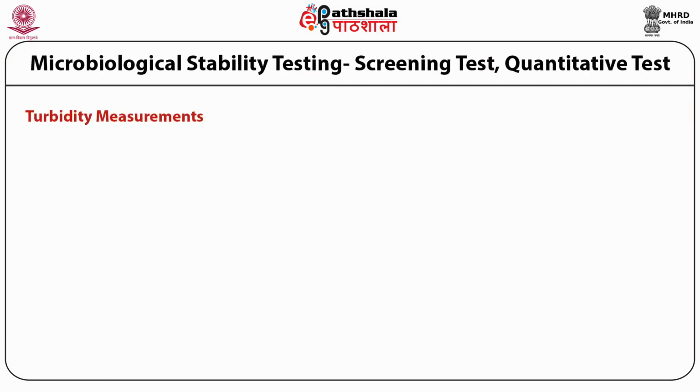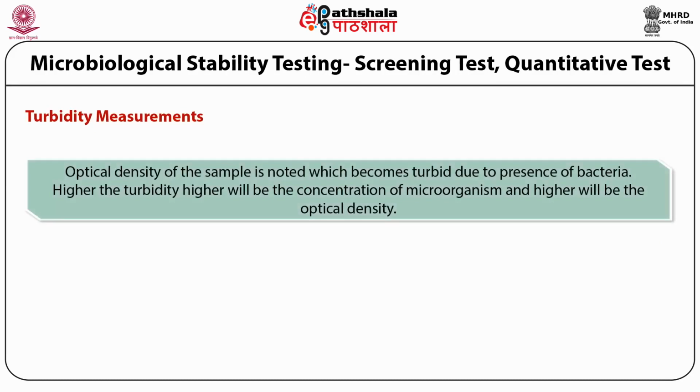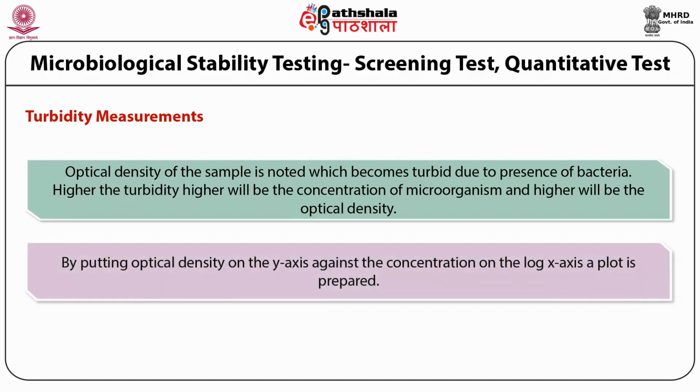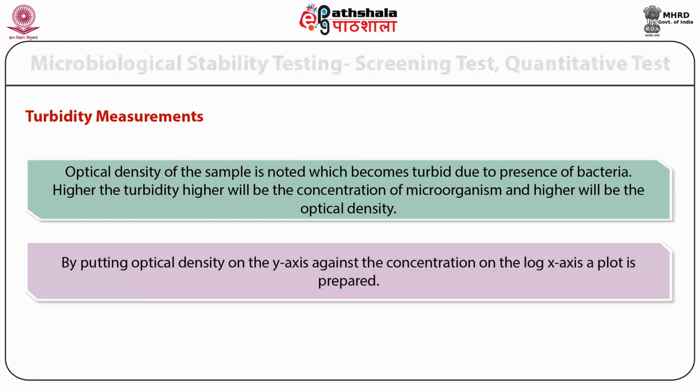Then there are turbidity measurements available. Optical density of the sample is noted, which becomes turbid due to the presence of bacteria. The higher the turbidity, the higher will be the concentration of microorganisms and the higher will be the optical density. By putting optical density on the y-axis against the concentration on the log x-axis, a plot is prepared. And from the straight line plot, viable cell counts can be obtained.